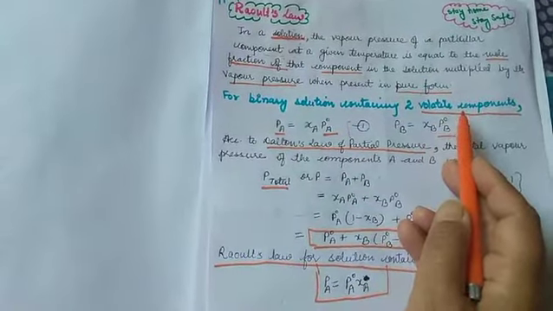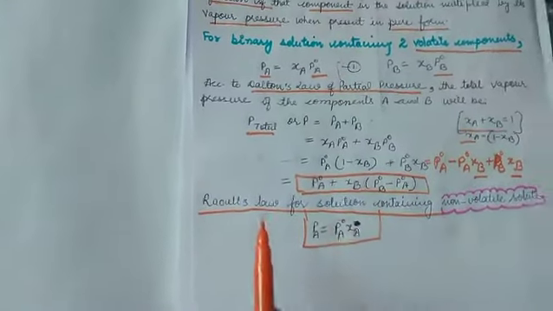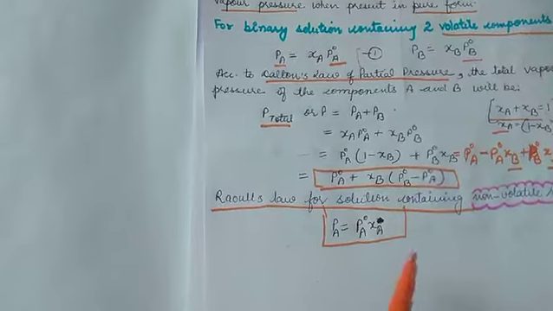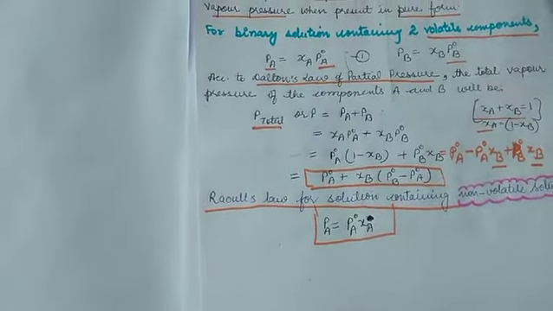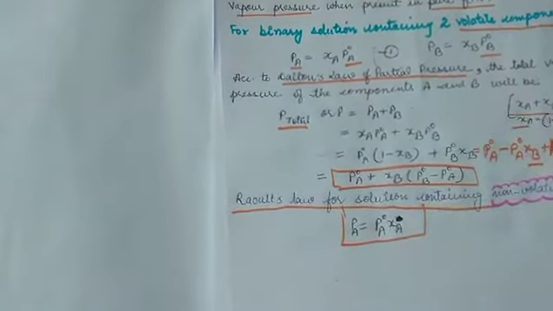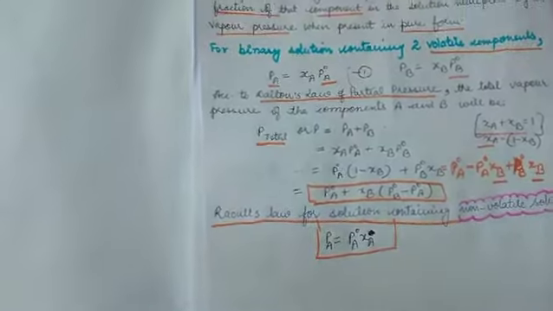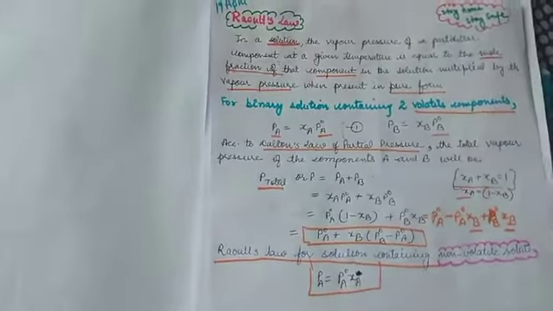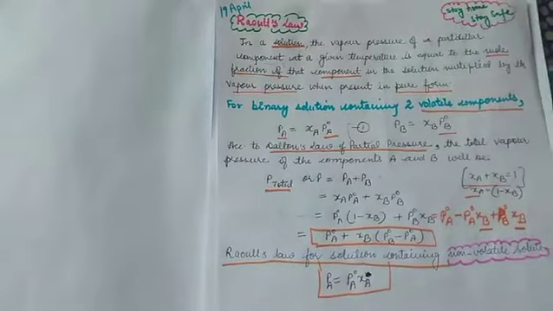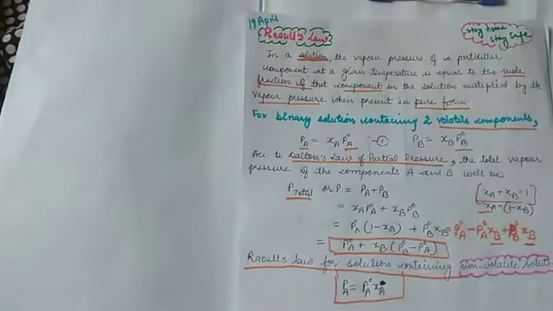Now this is Raoult's law for two volatile components, and this is Raoult's law when only one component is volatile and the other component is non-volatile. Now in the next video we are going to start ideal and non-ideal solutions, which is the next topic, and it is related to Raoult's law only. I hope you have understood this Raoult's law. Okay, now I am focusing it so that you can write also.